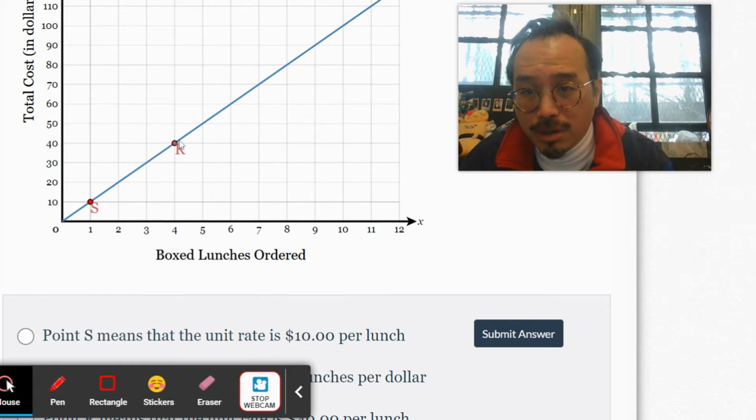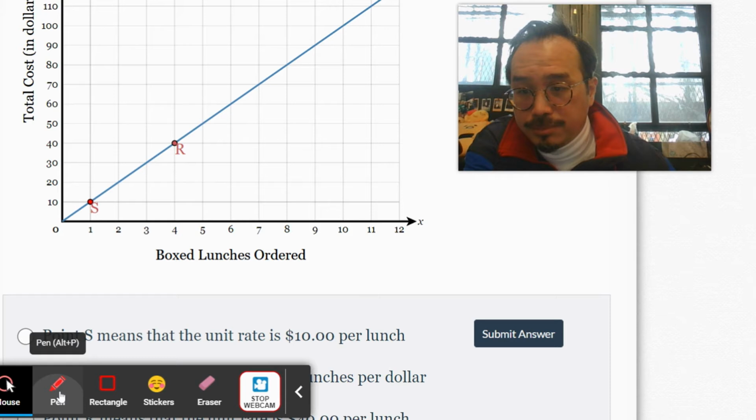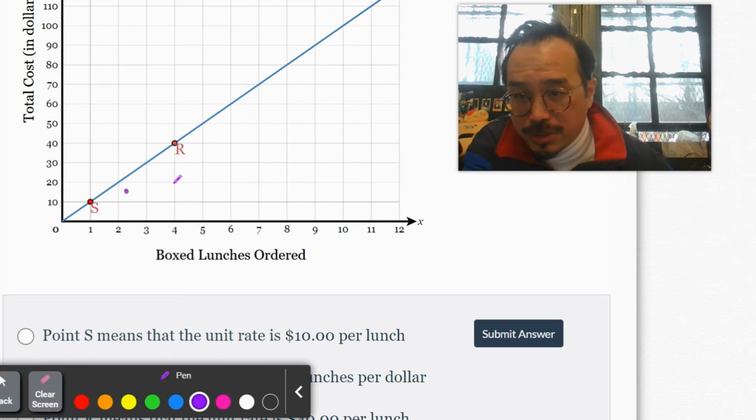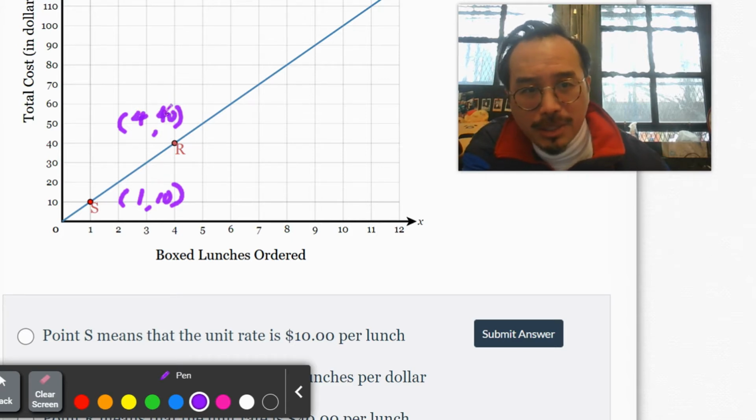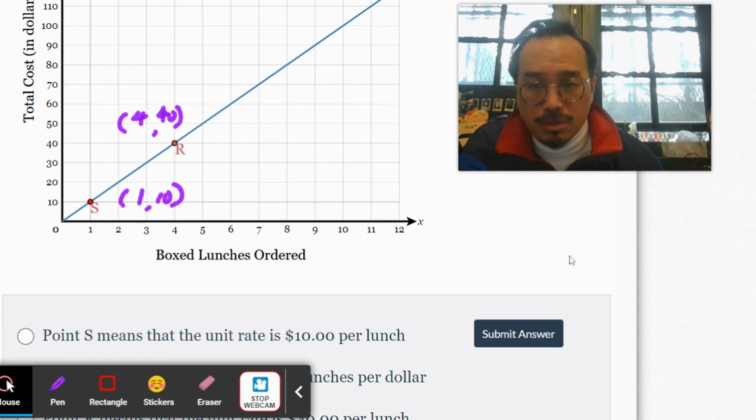All right. So point R is right here. Point S is right here. Now, what I'm going to do is write down the points here, just so that there's no dispute between you and I as to where that point is. So for this one, the point is at 1 comma 10. All right. Got that? And point R up here, that's 4 comma 40. Now, immediately I'm thinking unit rate. And so should you. Let's see. What's the question?